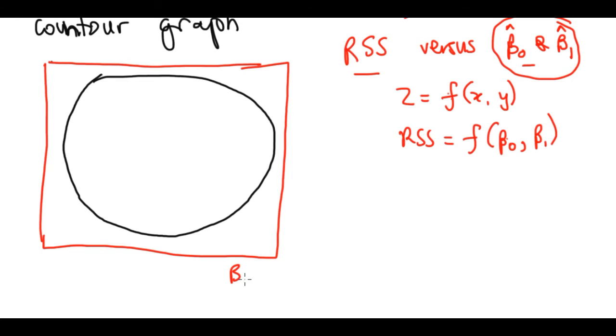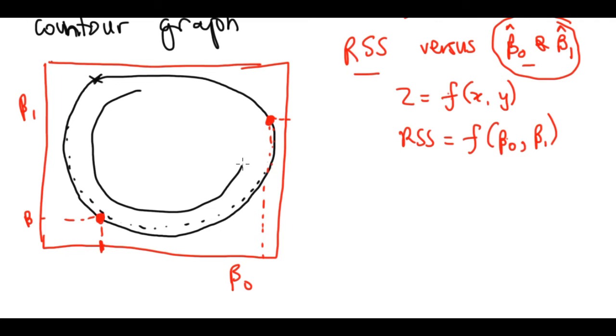Let's say on this axis is beta naught, and this is beta 1. What this basically means is that this value of beta naught and this value of beta 1 have the same RSS as this other value of beta naught and beta 1. So a contour connects all points that have the same value. As long as you are on this circle, you have the same RSS value. These are all the combinations of beta naught and beta 1 that give you the same RSS. There's going to be another circle that gives you another RSS. This RSS could be 3.0, this one could be 2.5.